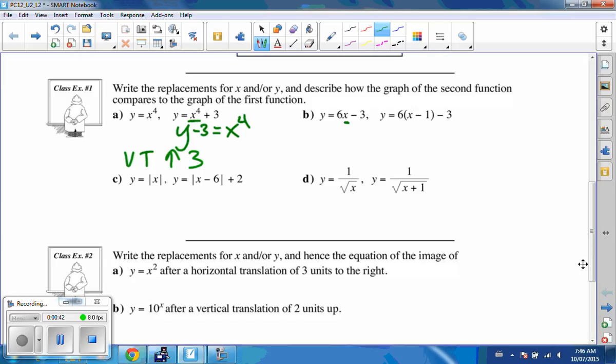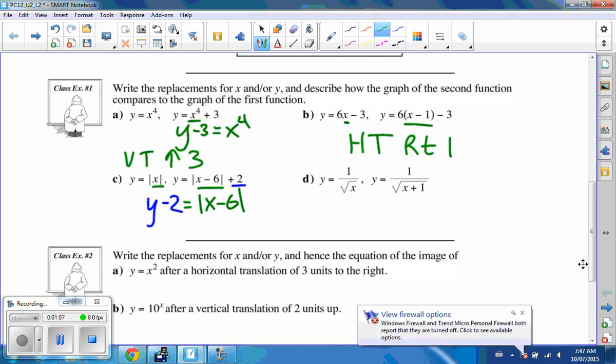Here, what's changed is the x. The rest of the pieces remain the same. So this one is instead a horizontal translation, and I can see that it's to the right 1 unit. Again, this is a change in the x value and a change in the y value. I would switch it to this. And then what I can see is it's horizontal translation 6 right, and vertical translation 2 up.